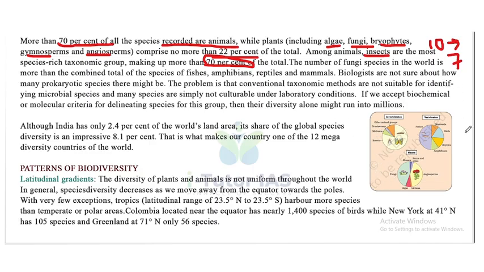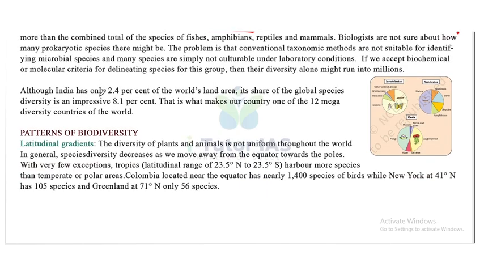So here is a small diagram which shows the species diversity of invertebrates, vertebrates, and plants. Now, although India has only 2.4% of the world's land area, its share of global species diversity is 8.1%, almost 4 times. That is what makes our country one of the 12 mega diversity countries of the world.